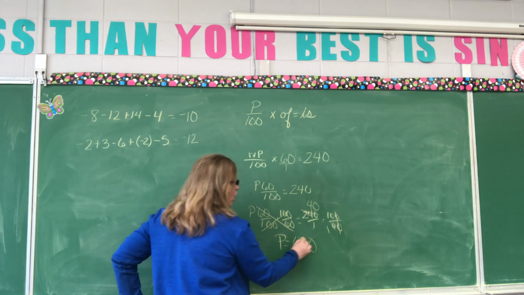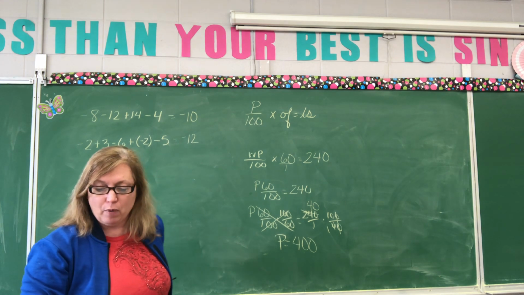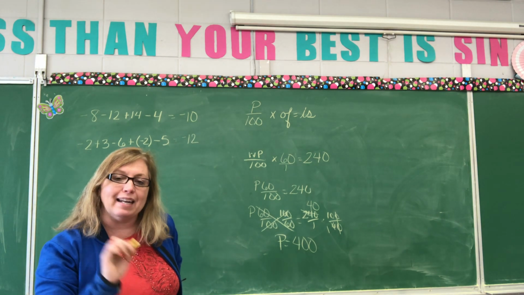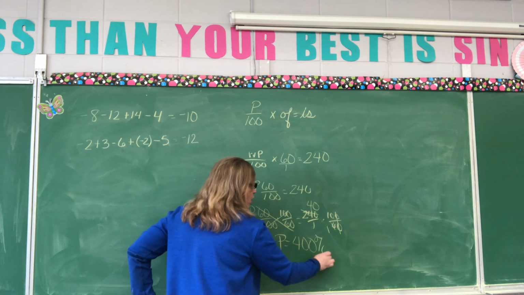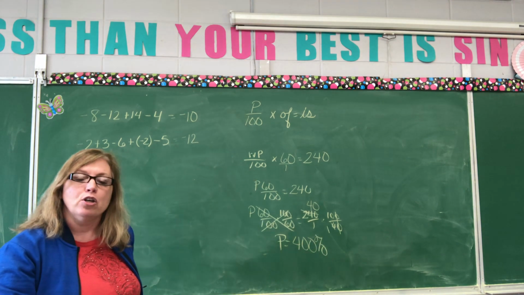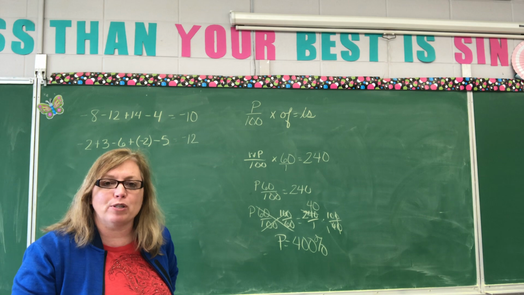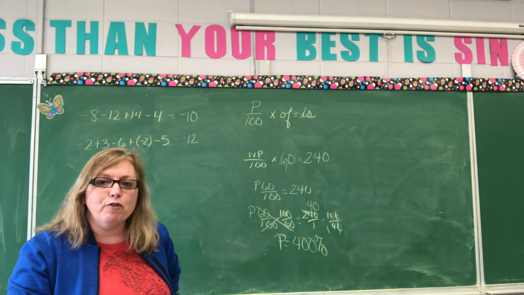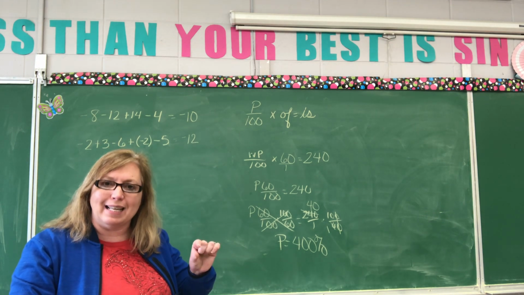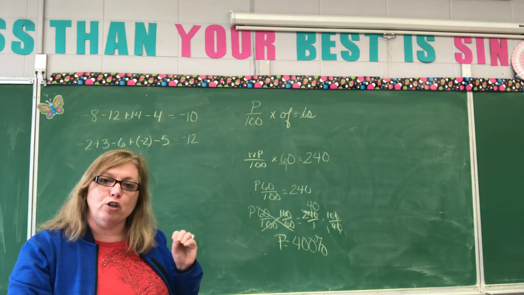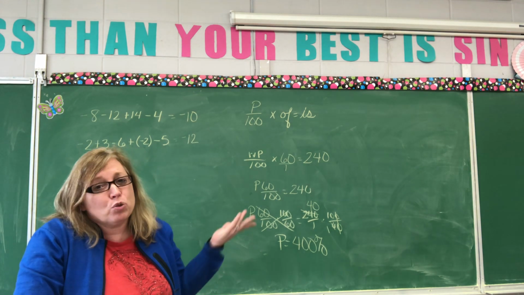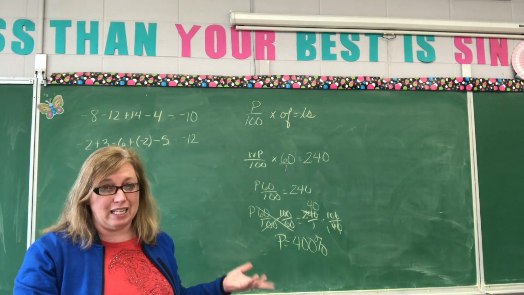That gives me 400. Now, I want you to be careful because what is that? It's a percent. So this is the percent of 400. Okay? So our P is 400%. Now, be very careful if I tell you not to put a percent sign in, which you're not going to see that very often. Make sure that you do put this percent. There's a big difference between 400 and 400%.